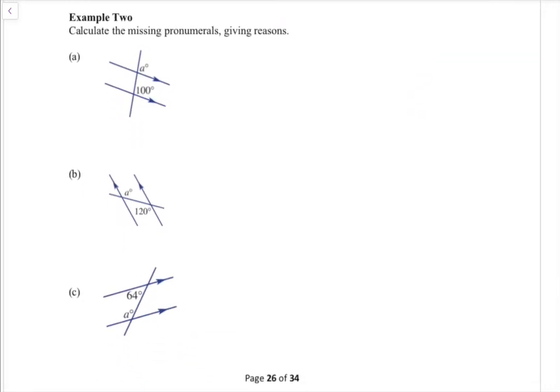Example number 2. If I look at example number 2, hopefully you can see that I've got an upside down and backward F shape, which means the two angles underneath there are the same. So A equals 100. Why? Because they are corresponding angles. That's what the F shape means. Let's go to our next one.